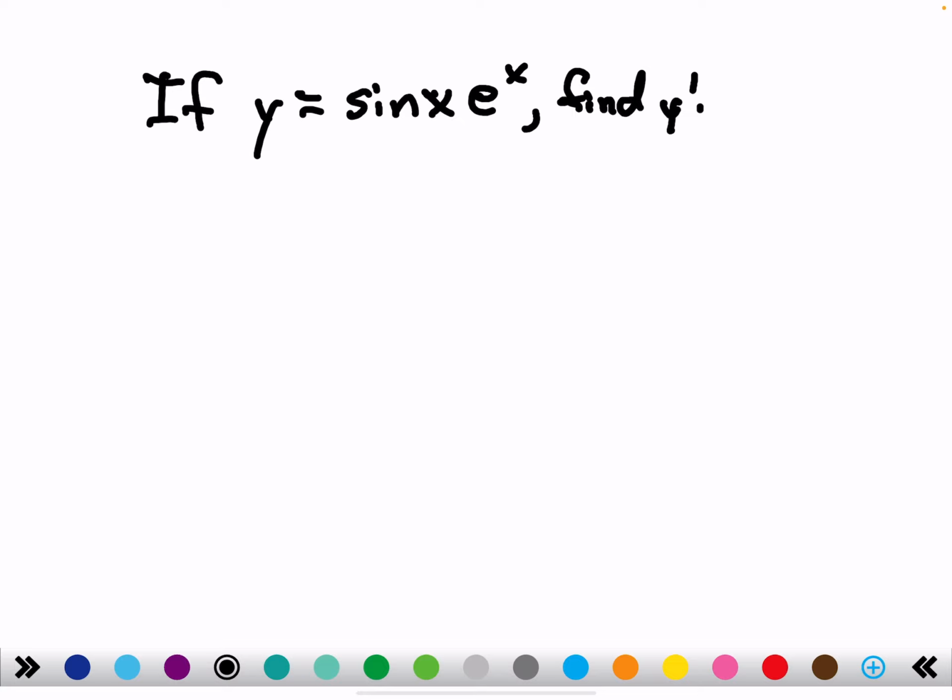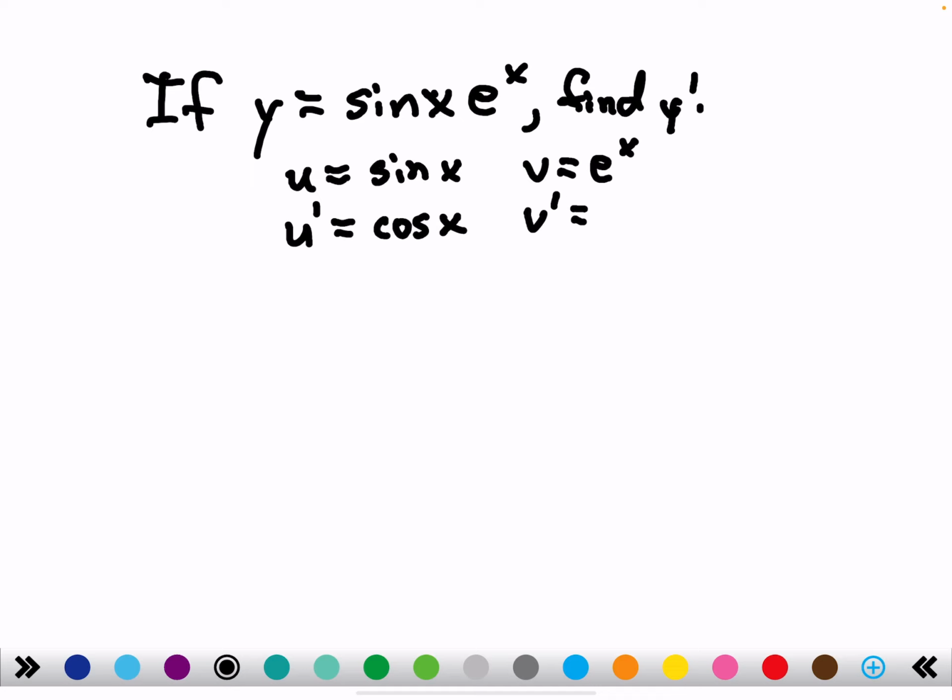If y equals sine x times e to the x, find y prime. Now the strategy here is just call your first function u, so set u equal to sine x. The second function v would be equal to e to the x. Now find the derivative of u. U prime would be the derivative of sine x, which is cosine x. The derivative v prime, since v is e to the x and e to the x is its own derivative, that's just e to the x.